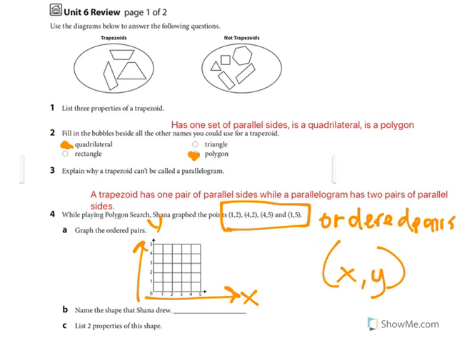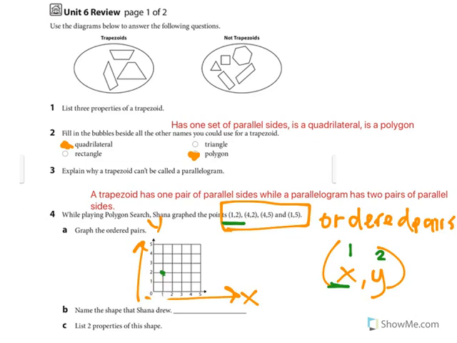Now, while playing this polygon search game, Shana graphed the points (1, 2), (4, 2), (4, 5), and (1, 5). Graph the ordered pairs. So let's do it. I'm going to graph (1, 2) in green. Now I remember that I move first along my x and second along my y. So I'm going to go over 1 and up 2, and then I'd put my green dot right in that location.